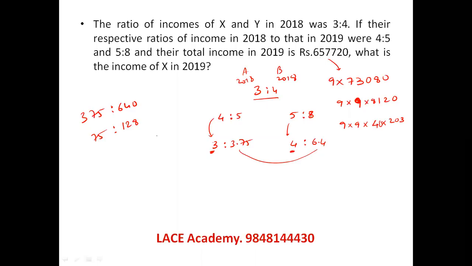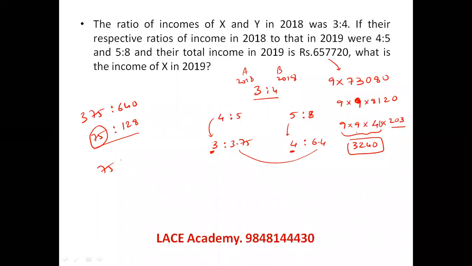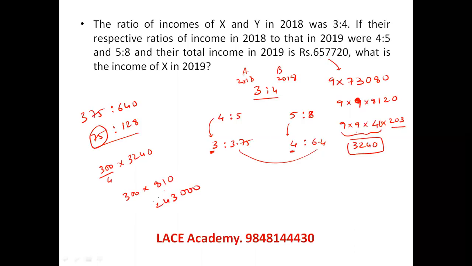So now 203 parts are to be taken. These are the total, each part equal to 9 nines 81, 81 4s 324. So 3240 is each part. How many parts are given to A? A has 75. So 75 into 3240 is your answer. Now to make 75 easy, I'll make it 300 by 4. Now you see 300 into 810, 81 3s is 243. So 243 with all zeros is your answer.